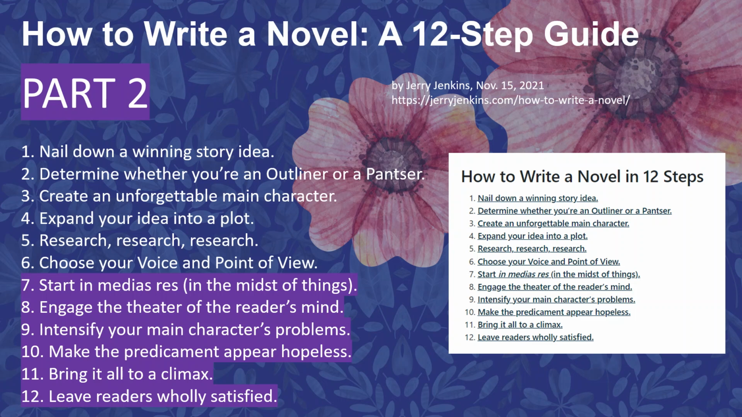Welcome to part 2 of episode 6. Writers aren't always right. So, this is part 2 of the article by Jerry Jenkins, How to Write a Novel, a 12-Step Guide. If you haven't seen part 1 yet, I would recommend that you go look at part 1 first before you get into part 2.